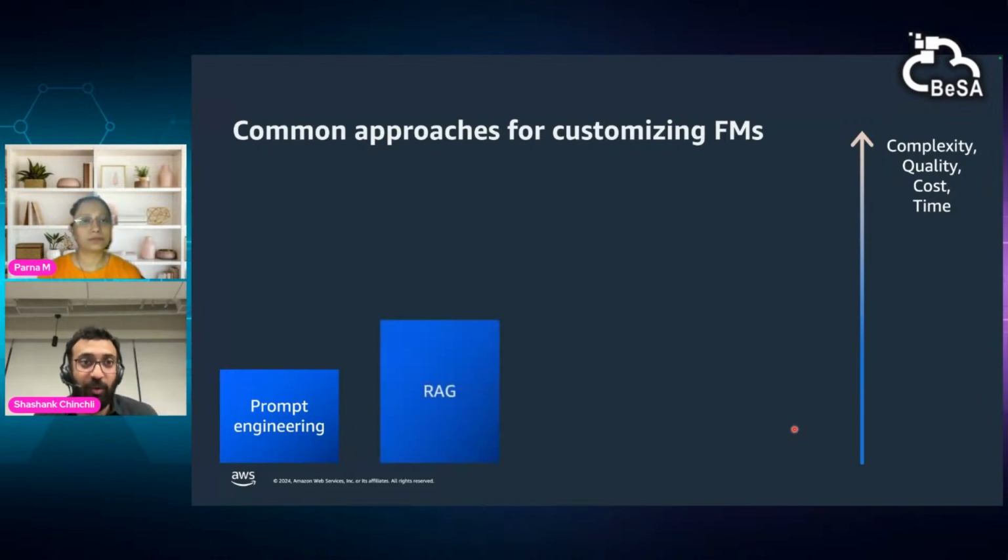Apart from that, what you can do is you can use RAG, retrieval augmented generation. This is where you want the model to answer beyond its capabilities. You want it to integrate enterprise data sources there. You want to bring in the company data and make the model answer accordingly. At that time, RAG comes into the picture.